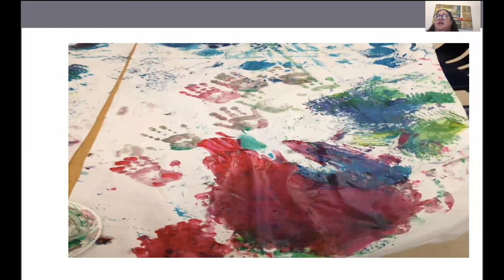I'm giving the directions of, we're going to put our hands in the paint, we're going to hit the table together, we're going to go slowly, slowly, faster, faster. Sometimes it works and sometimes obviously it doesn't work. But one of the reasons that we do this is to give it some level of working together and using the art process to create containment.